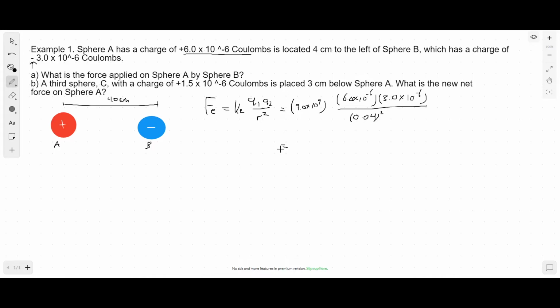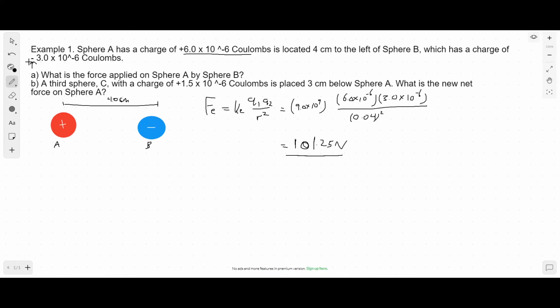Now if we put this in our calculator, what we'll get is 101.25 newtons. It's a force, the unit is newtons. Now we know how much the force is, but we also need to know what direction it's being applied.